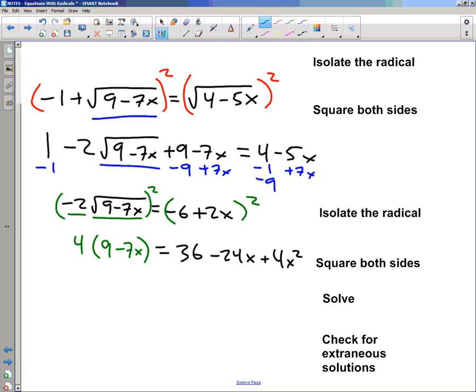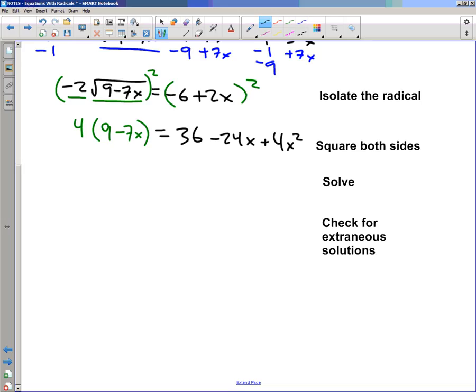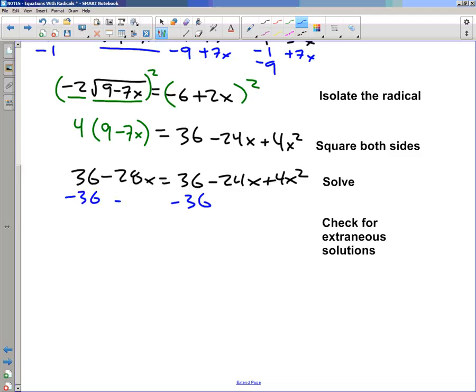All right, from here we just need to solve. I'm going to go ahead and distribute on the left-hand side. We've got 36 minus 28x. And I am going to get a 0 on one side because we do have a quadratic here. So let's subtract 36 from both sides. Let's add 28 to both sides.